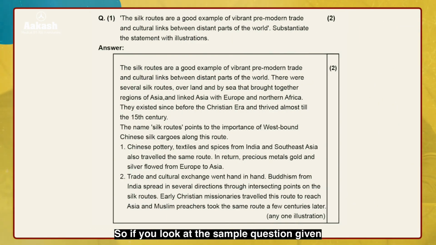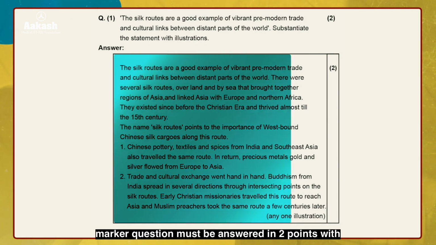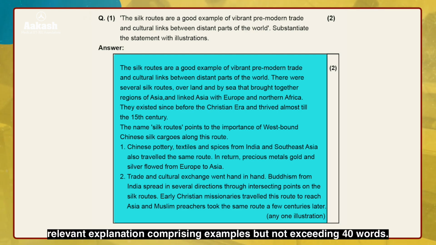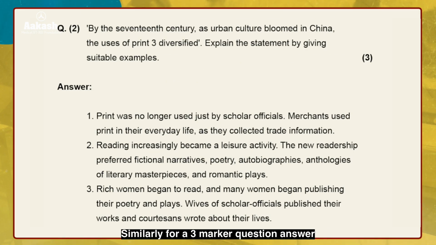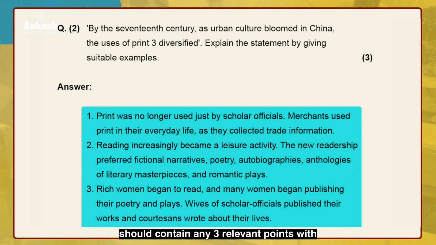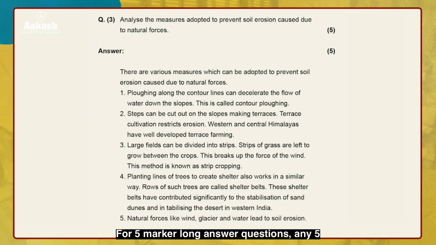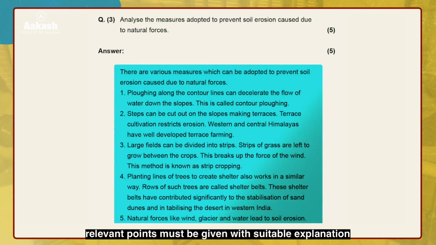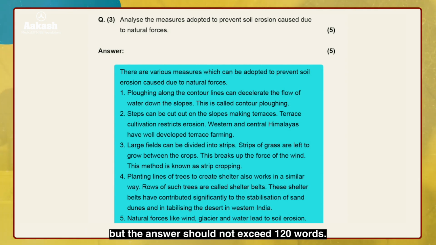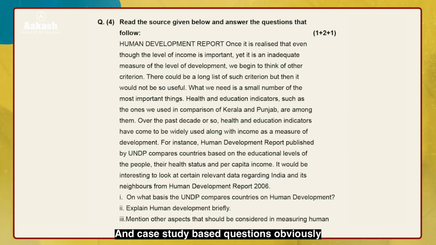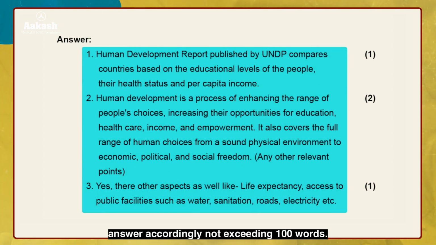So if you look at the sample question given in CBSE sample papers, you notice that a 2-marker question must be answered in 2 points with relevant explanation comprising examples but not exceeding 40 words. Similarly, for a 3-marker question, answer should contain any 3 relevant points with explanation and should not exceed 60 words. For 5-marker long answer questions, any 5 relevant points must be given with suitable explanation, but the answer should not exceed 120 words. And case study based questions obviously have individual parts, so you must answer accordingly, not exceeding 100 words.